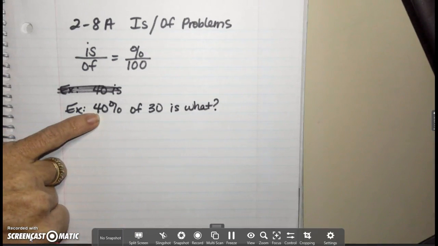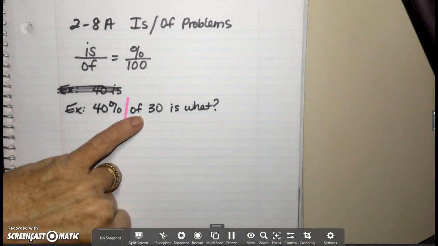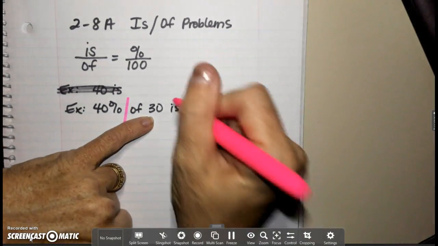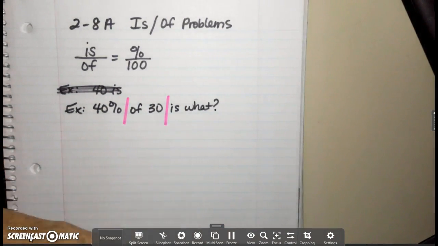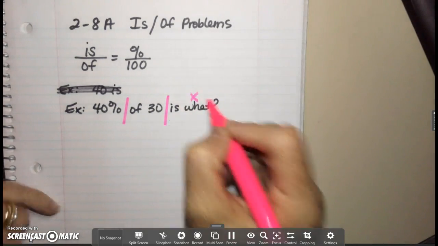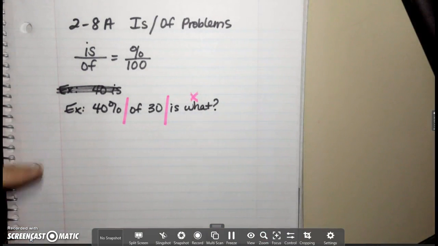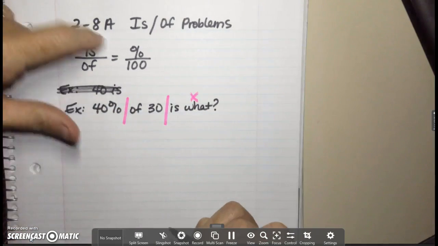Okay, what's my percent in this problem? 40%. What's my of? 30. What's my is? What? So let's give what a name. How about a letter? Okay, so now let's take what we know and plug in this same ratio.